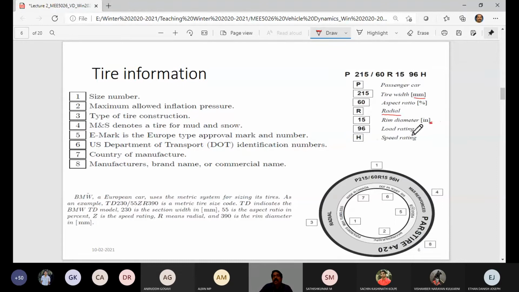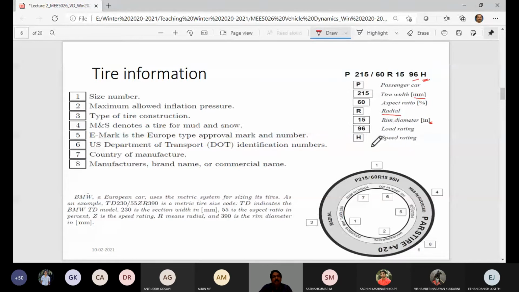And there are the load rating and the speed rating: load rating by number and speed rating by alphabet. So 96 is the load rating and H is the speed rating. What does that refer to? That we will see. You also see the date of manufacturing and the manufacturer's name, all on the sidewall.